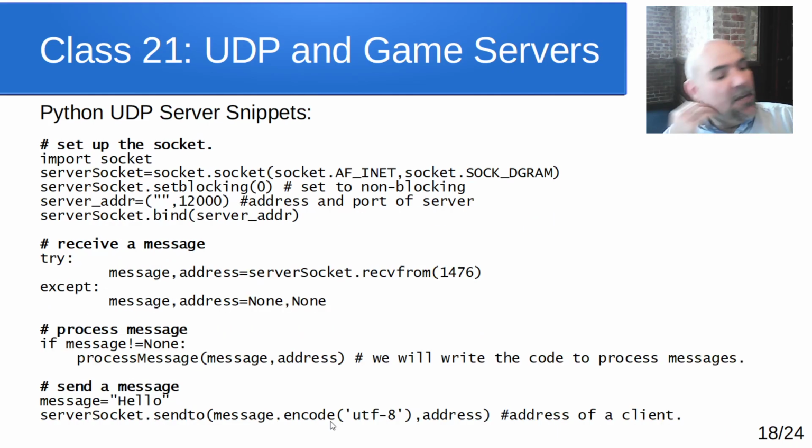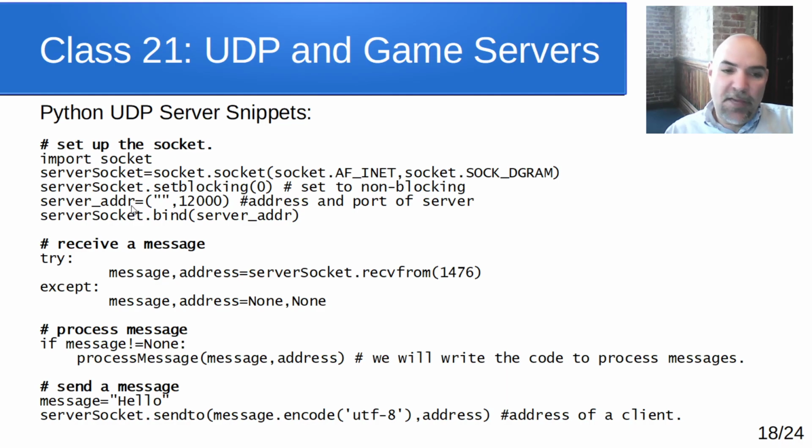Now, let's look at the same kind of code on the server. The server is going to, again, import socket, create a socket, AF_INET, SOCK_DGRAM, set it to non-blocking. Server address, set the port to 12,000. Notice that the empty quotes in there is going to use whatever the local machine's address is. We could put 127.0.0.1, or we could just leave it blank and it'll use the machine address of the machine we're on. And then I do a server socket bind. Now I do have to bind this socket to that address on the server side.